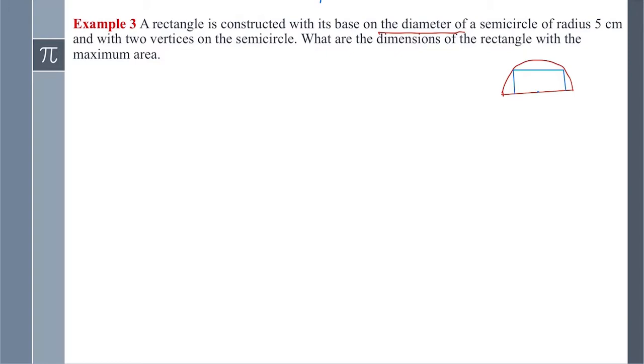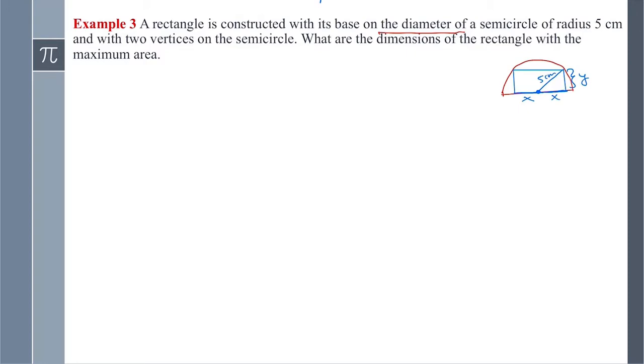Okay, let's say this is the center of the circle. Now the radius of the circle is 5 centimeters. So this is the radius of the circle, 5 centimeters. Okay. And the two vertices are on the semicircle. What are the dimensions of the rectangle with the maximum area? So let's say the length from the center to this part is x, and this length is x, and let's say the height of the rectangle is y.